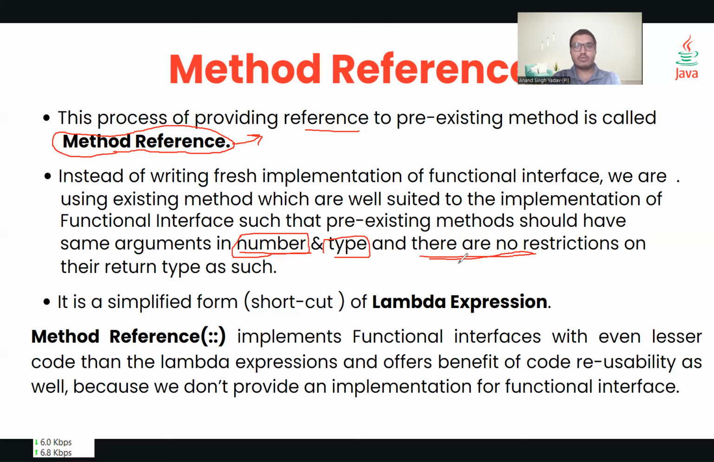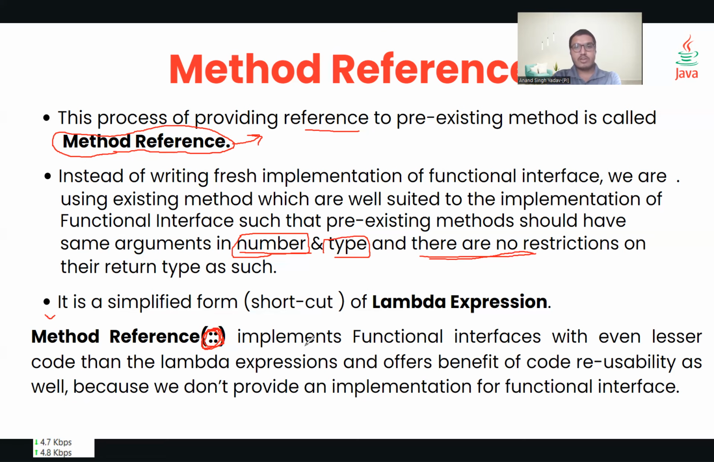So we will discuss more about it later on. So this point is clear. And the third point is that it is a more simplified form of Lambda expression. It is like a shortcut way of writing a Lambda expression. Using this double colon operator, we can refer to any pre-existing method.